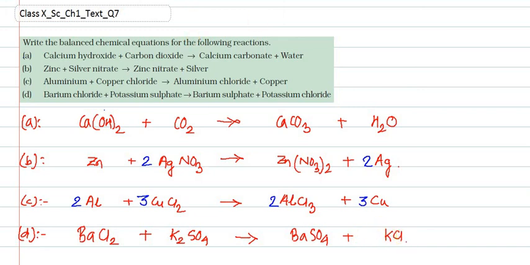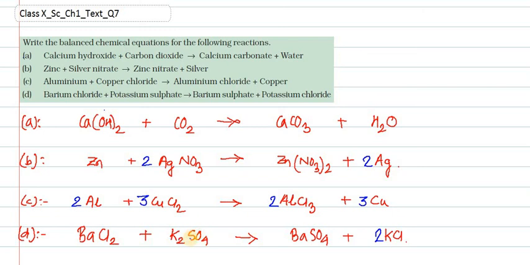Now let's balance this. On the left hand side we have 1 barium and on the right we have 1 barium, so no need to balance. On the left hand side we have 2 chlorine, but on the right hand side we have 1. So let's multiply by 2 here. So chlorine is balanced. Now let's move on to potassium. On the left hand side we have 2 potassium, on the right hand side we have 2 potassium.